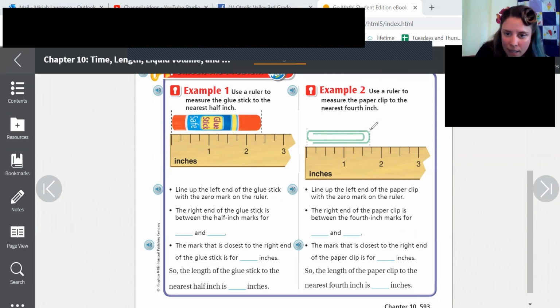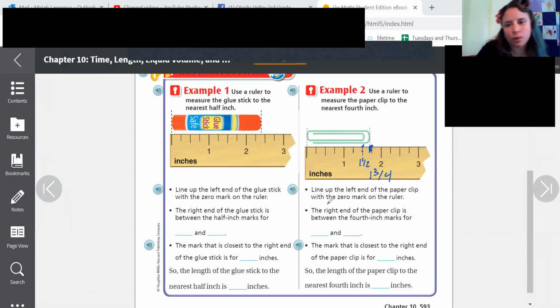So let's take our pencil and mark. All right, that's where it is on the ruler. And the 2/4 it's between is this one and that one. So this is 1 1/2. And this one is 1 3/4.